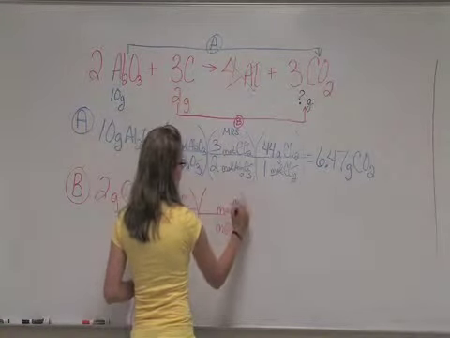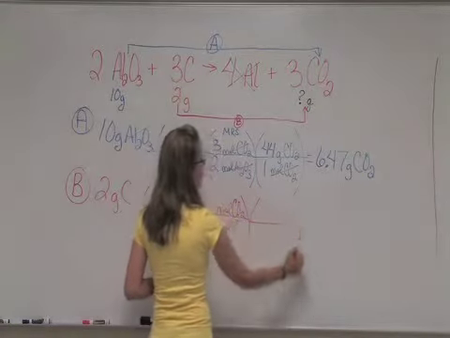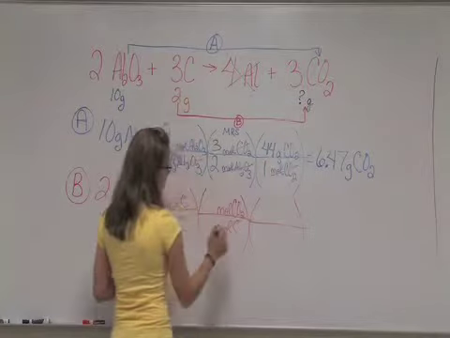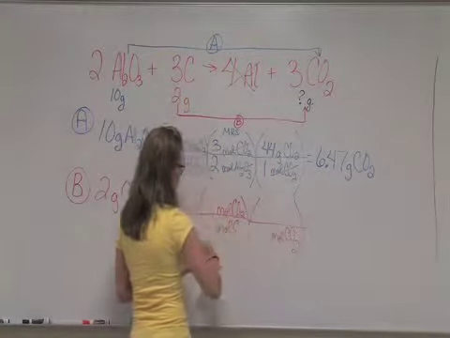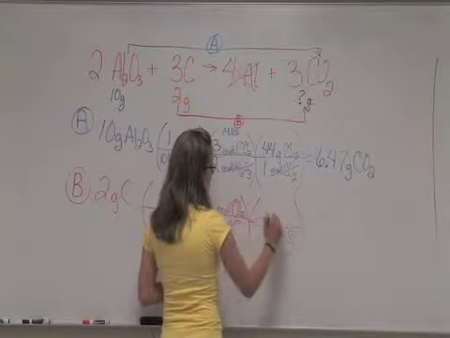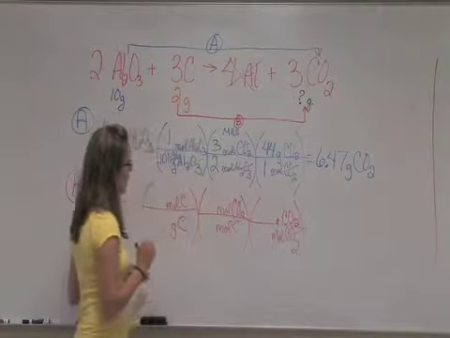So moles carbon dioxide goes on the top again. But we want to get rid of it because we're looking for grams of carbon dioxide. So this moles of carbon dioxide goes on the bottom so that it cancels. And I'm going to put grams of carbon dioxide on the top. Go back, fill in our numbers.